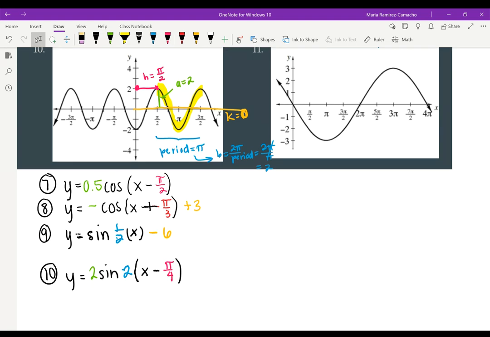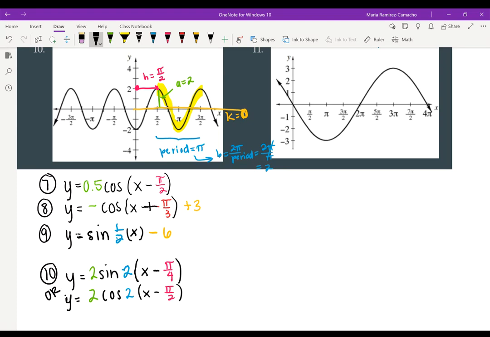So this equation is going to be y equals 2 times cosine of 2 times (x minus pi over 2). So for number 10, either of these two equations would work. Or another one. These aren't the only possible equations. You could look at a different part of the graph here, maybe a part with a negative amplitude, and then create an equation from that.